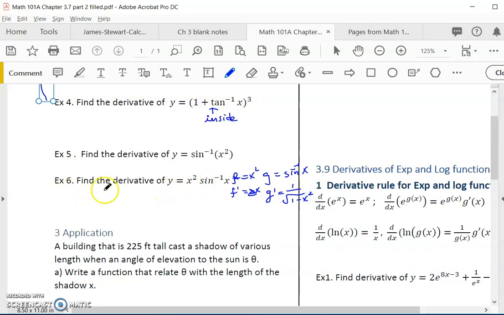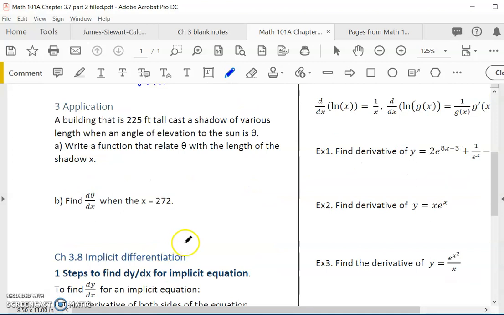So now dy dx becomes the product rule: f prime times g, 2x times sine inverse x, plus g prime, 1 over this, times x squared. So x squared over square root of 1 minus x squared. Okay, so that's what you have. You can do a common denominator, but there's nothing much you can simplify. So this is the answer.